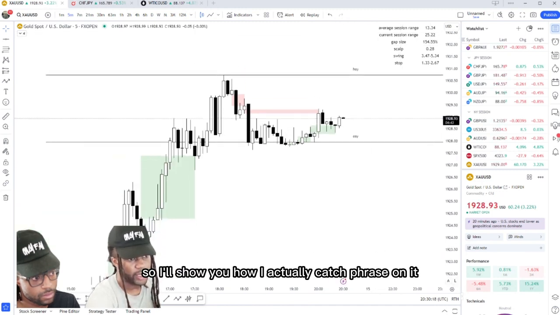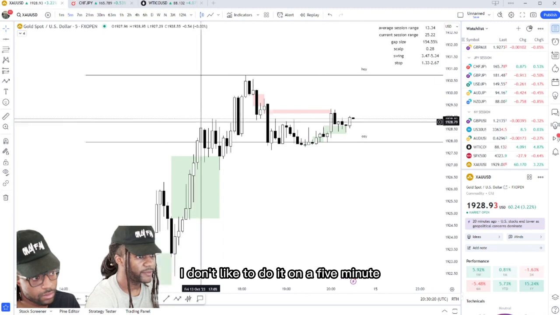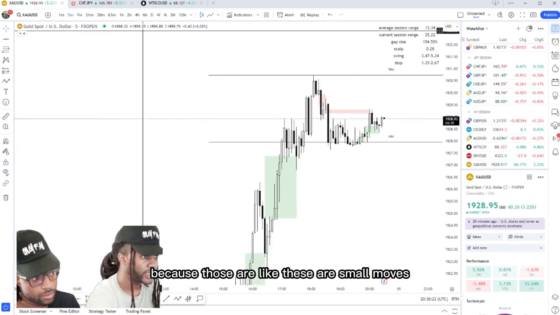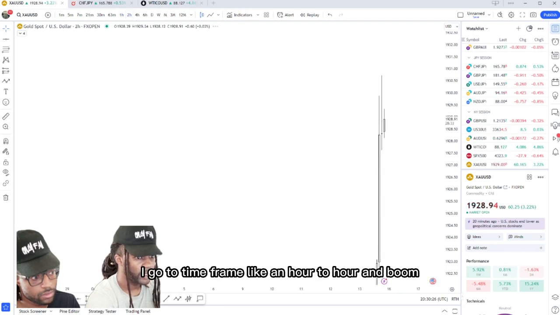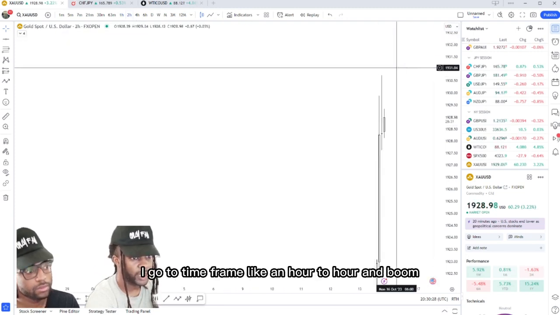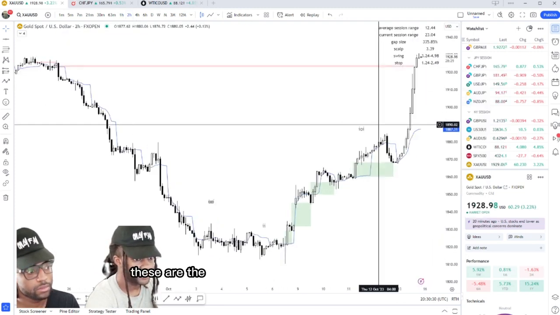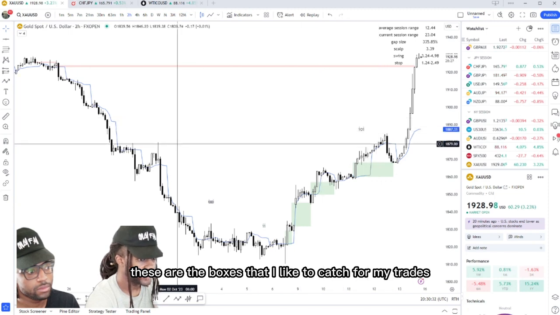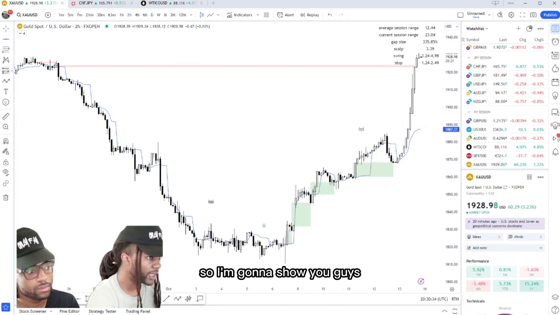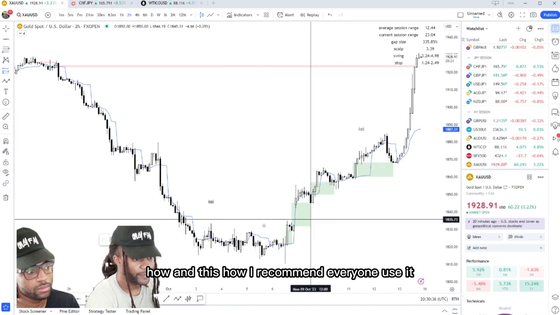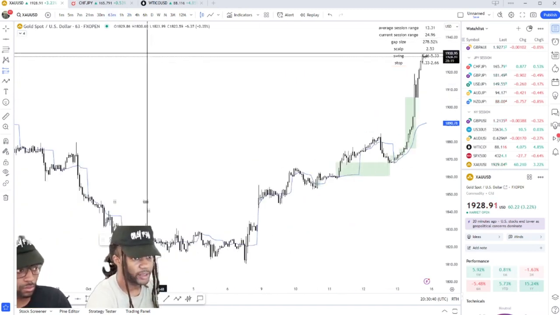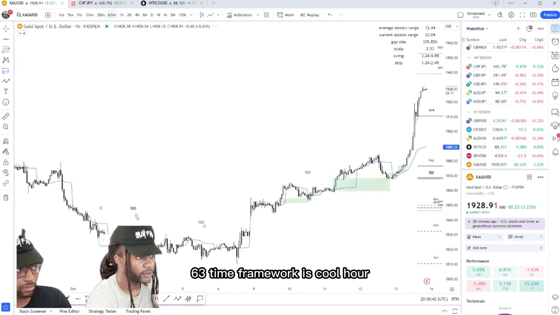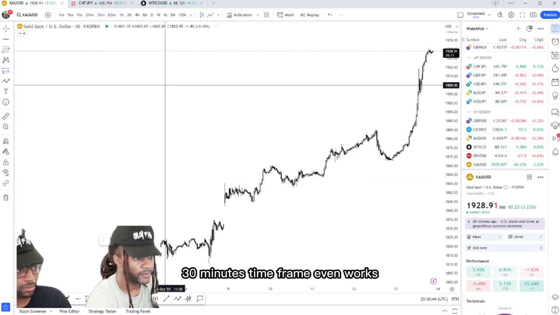So I'll show you how I actually catch trades on it. I don't like to do it on the 5-minute because these are small moves, and this is considered scalping. I'll go to a time frame like an hour, 2 hour, and boom. These are the boxes that I like to catch for my trades. This is how I recommend everyone use it. Stay on the hour time frame and above. You can be on a 30-minute time frame, it's cool. Hour, 30-minute time frame even works.